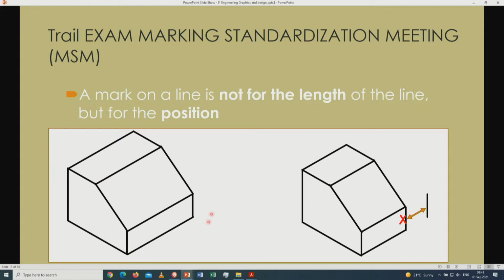This is the answer. It's supposed to be, let's say, for instance, 25 millimeters. So that position is wrong. The learner drew it in there instead of over there. Then the position is wrong. He will lose a mark for the position.